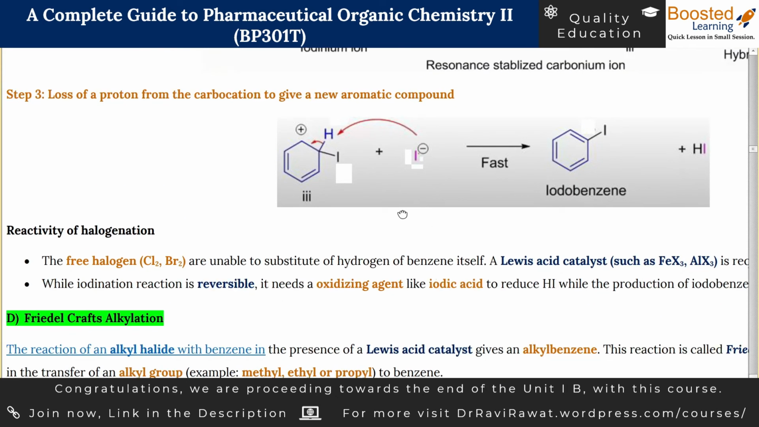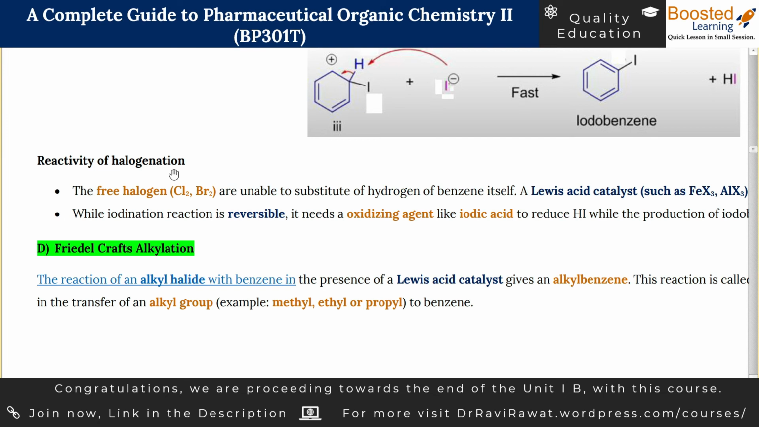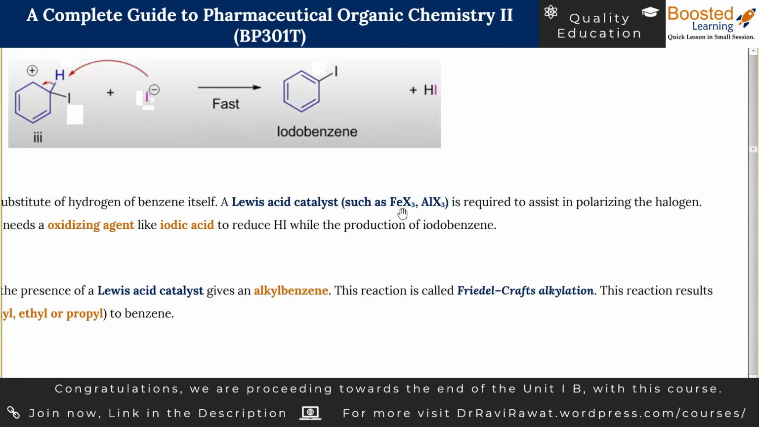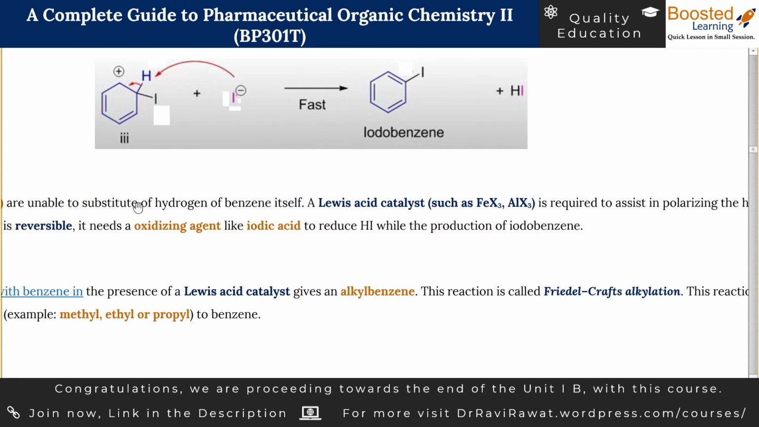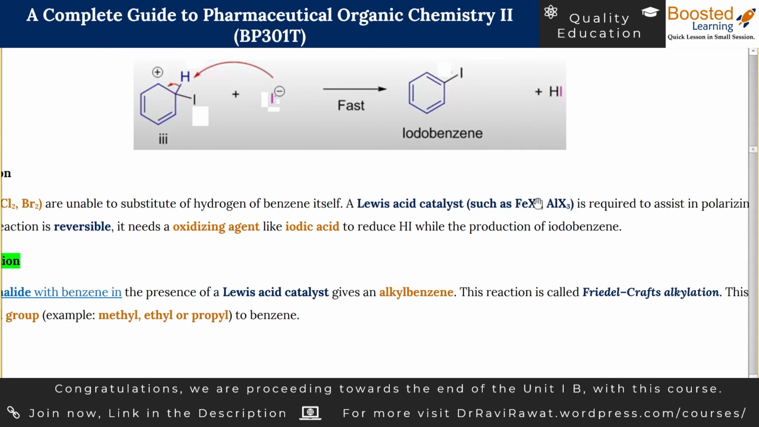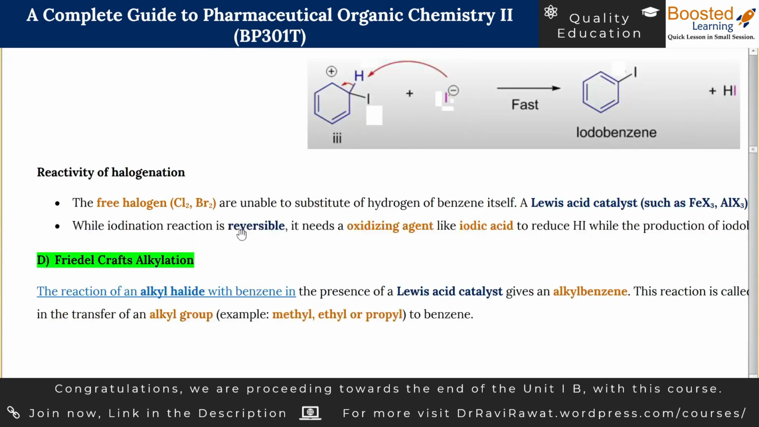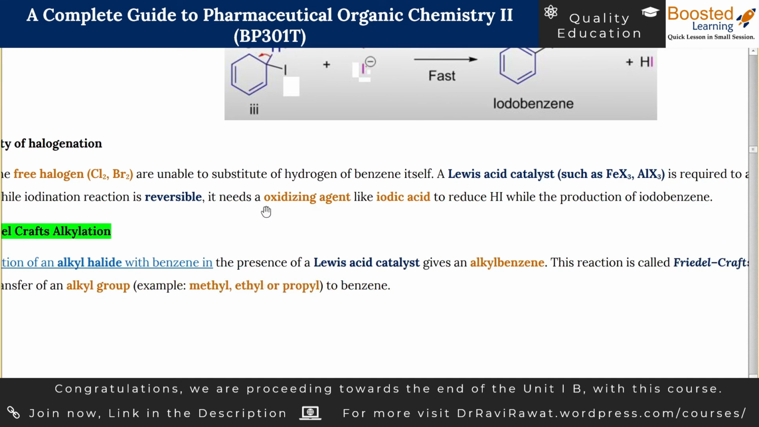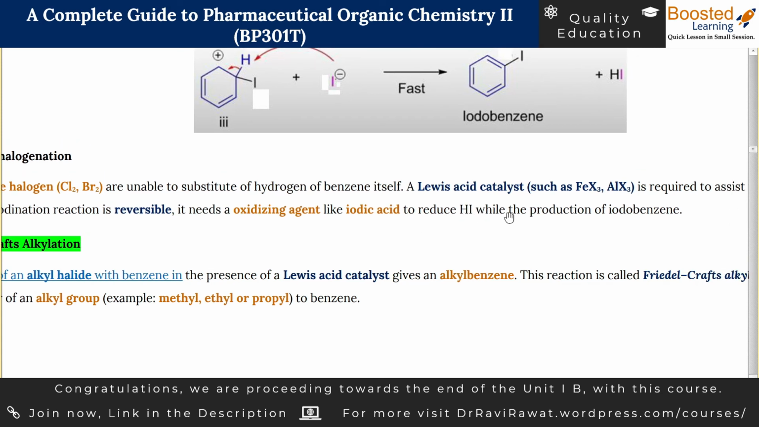So that's it with iodination. Some points on the reactivity of halogenation: while doing chlorination and bromination, you require a Lewis acid catalyst like ferric chloride or aluminum chloride if you are doing chlorination, or ferric bromide or aluminum tribromide if you are doing bromination. But that is not required when iodination is being done. With iodination, you do not require any Lewis acid catalyst. But the challenge with the iodination reaction is that it is a reversible reaction. This can be dealt with by the use of iodic acid as an oxidizing agent, which oxidizes the hydroiodic acid to iodine. So this problem can also be fixed.